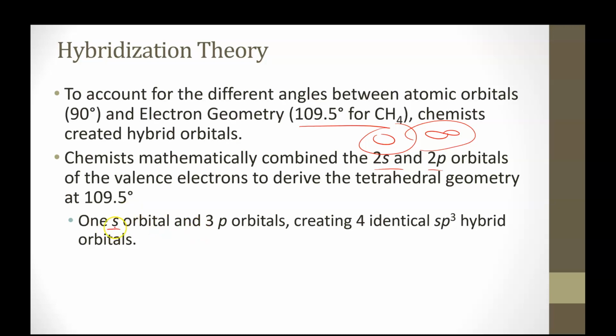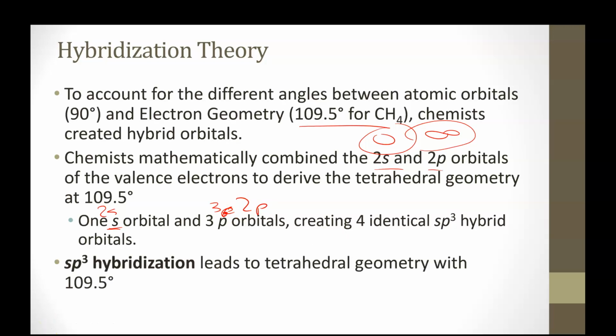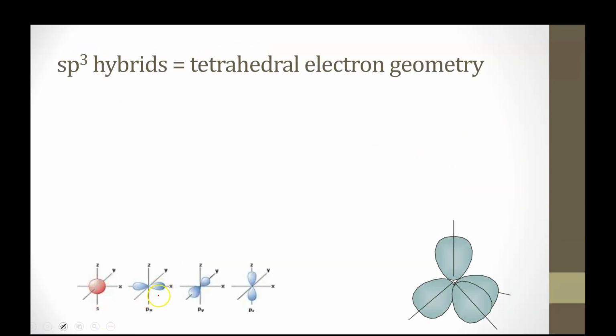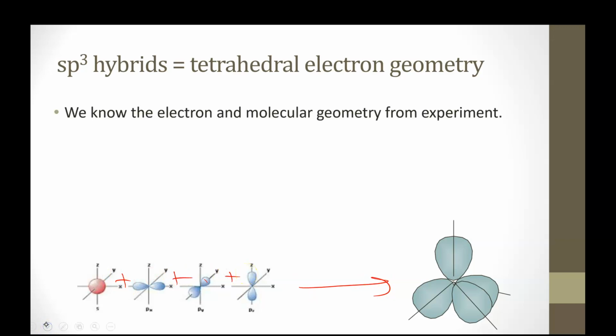And so what they did is took one of the s, so the 2s orbital, and 3 of the 2p orbitals that are in carbon, and they created 4 identical sp3 hybrids. And that's where we get our tetrahedral geometry. So here's my s orbital, here's px, py, and pz. They're at 90 degrees to each other. When I combine them together mathematically, add, or whatever they did, you end up with a tetrahedron shape. And there are 4 identical orbitals.